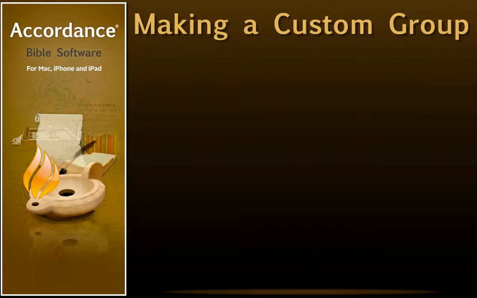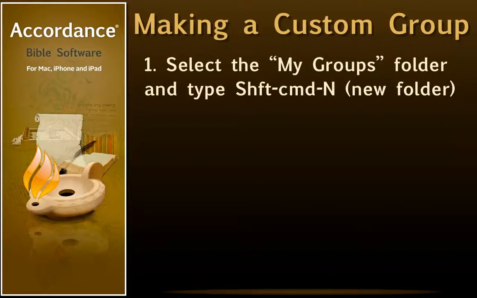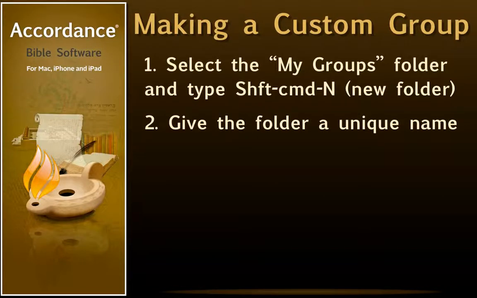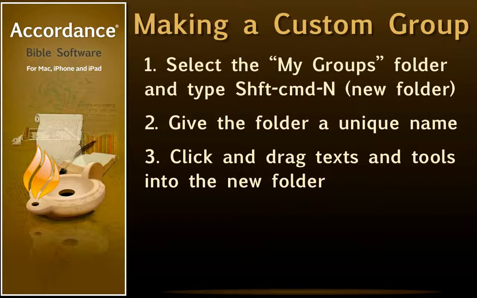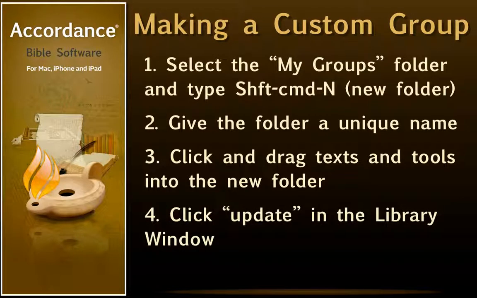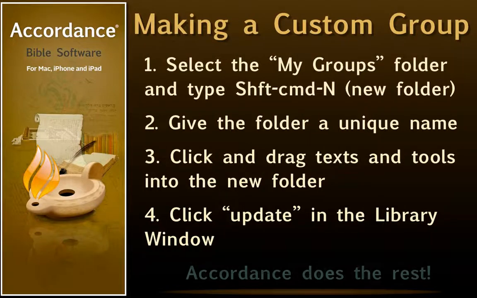How do we make our own custom group? Nothing could be easier. Select the My Groups folder and type Shift-Command-N, or use the library window's action menu to do the same thing. Now give the folder a unique name. Now just click and drag whichever texts or tools you'd like in the group into the new folder. When you're done, click Update in the library window, and Accordance does the rest.